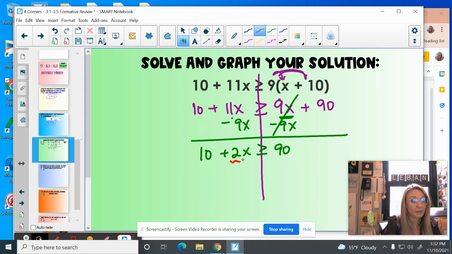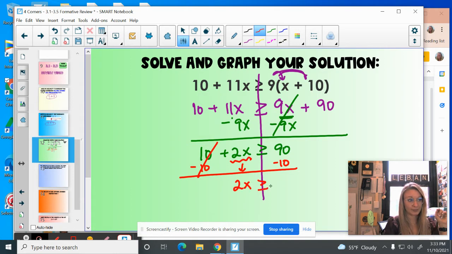Now, we've already taken care of our variable terms. We now want to move our constants or our normal numbers to the other side. So if this 10 is positive, to move it over, we just subtract from both sides. We bring down our 2x. Our inequality sign also comes down, and then 90 minus 10 is just 80. Our very last step to get x alone, because it's currently being multiplied by 2, the only way that you can break that 2 away is to divide by 2, that inverse operation. So we divide both sides by 2, and your answer is x is greater than or equal to 40.